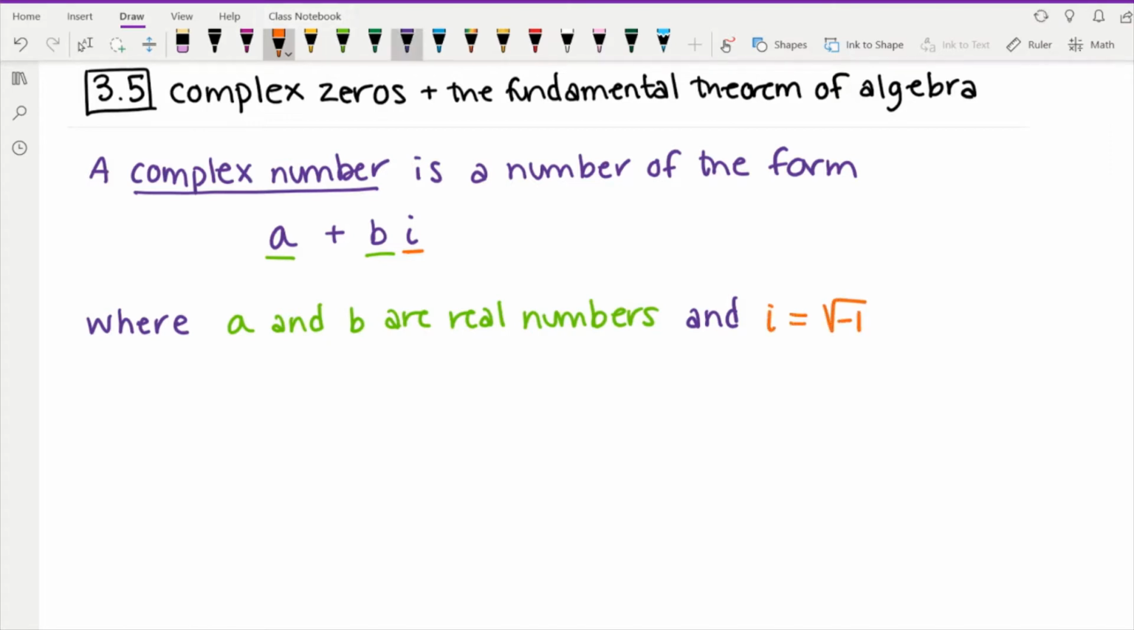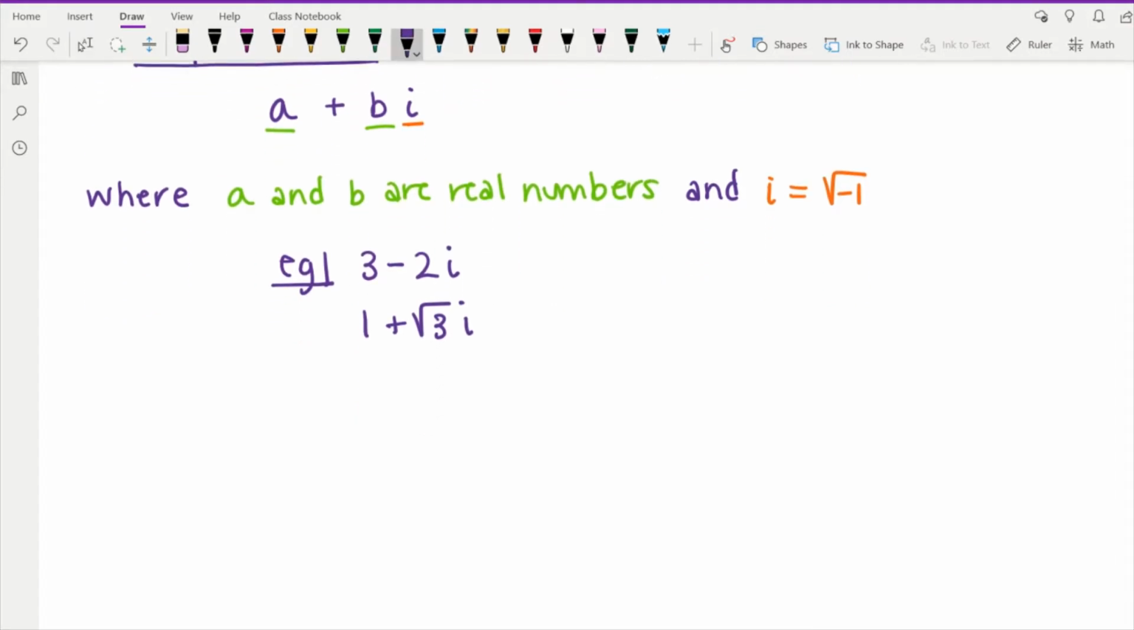Just to give a quick example, 3 minus 2i is a complex number. You could also have 1 plus the square root of 3 times i. That's another example of a complex number. You could also have a complex number where there's only the i portion, something like -5i. And then you could even have a number that's actually just a real number.